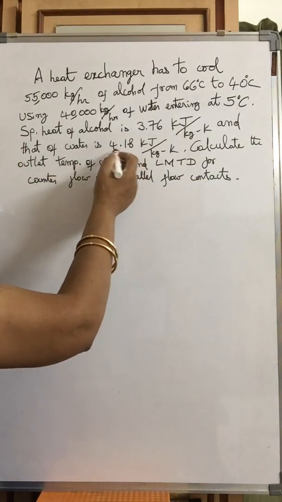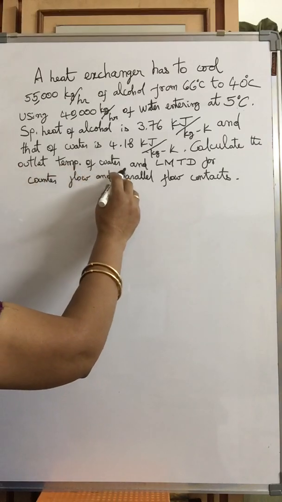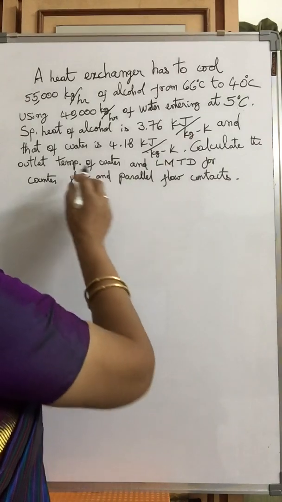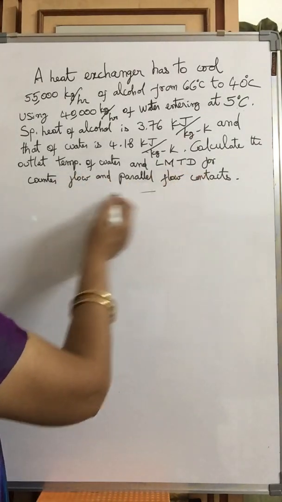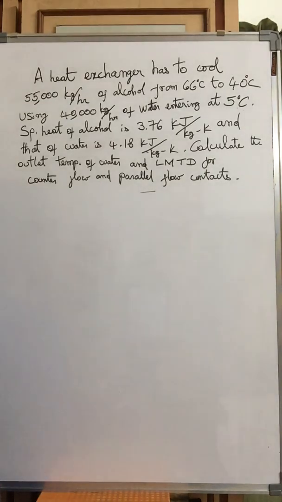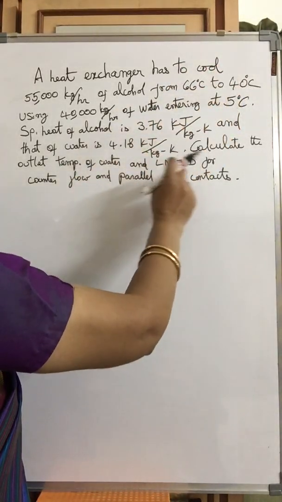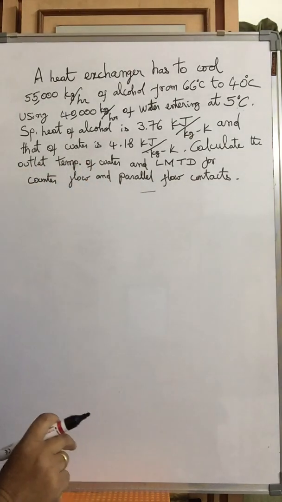and that of water, the specific heat of water, is also given. Calculate the outlet temperature of water. Here the inlet temperature of water is given. We need to calculate the outlet temperature of water and LMTD for counter flow and parallel flow. To calculate LMTD, we need all four temperatures. Here three temperatures are already given. The fourth temperature we need to calculate, that is the outlet temperature of water.